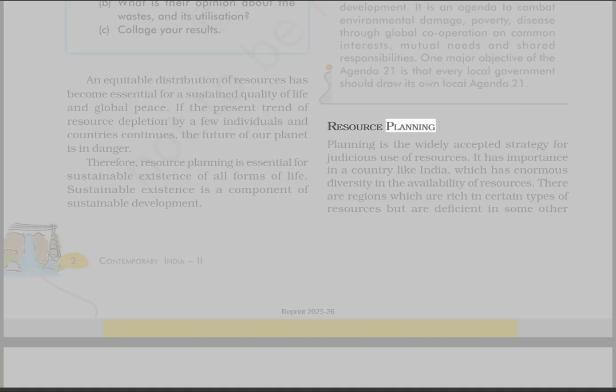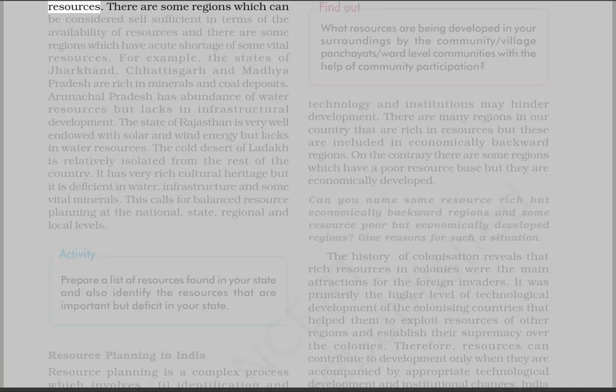Resource planning. Planning is a widely accepted strategy for judicious use of resources. It has importance in a country like India, which has enormous diversity in the availability of resources. There are regions which are rich in certain types of resources but are deficient in some other resources. There are some regions which can be considered self-sufficient in terms of the availability of resources, and there are some regions which have acute shortage of some vital resources.